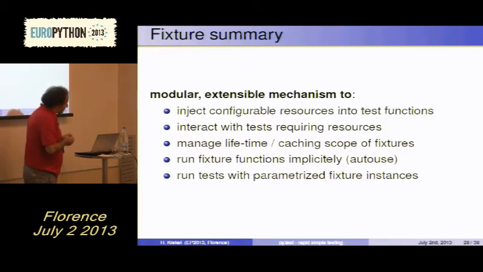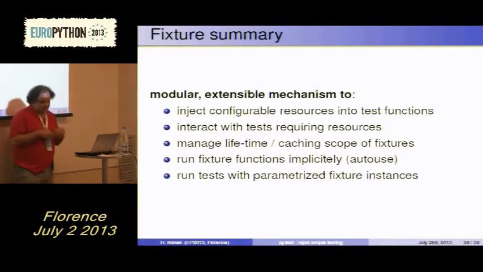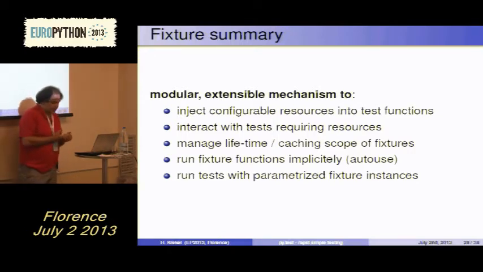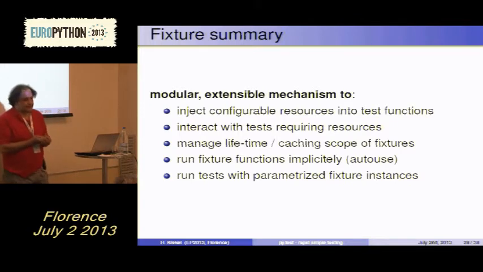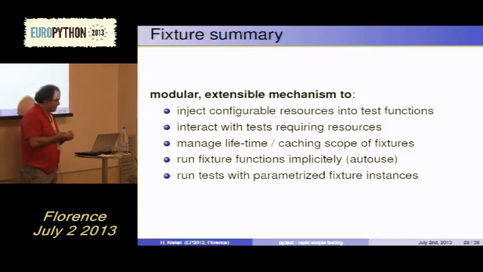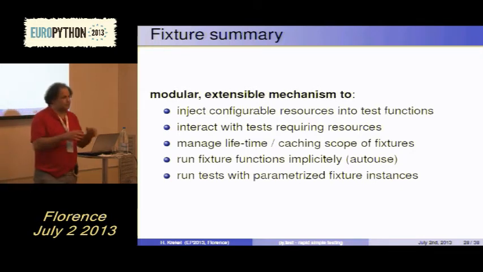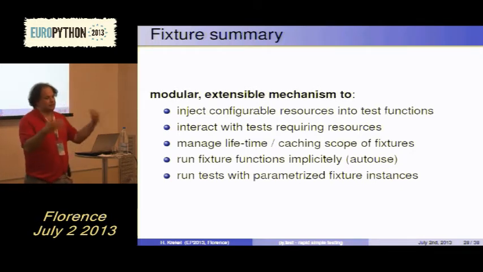What you can do with fixtures is you can inject configurable resources into your test functions. And you can manage the lifetime very nicely, like the caching scope, parametrizations. You can also run things implicitly. And it basically provides a very modular, extensible mechanism to successively build up the testing machinery that you need for your application.